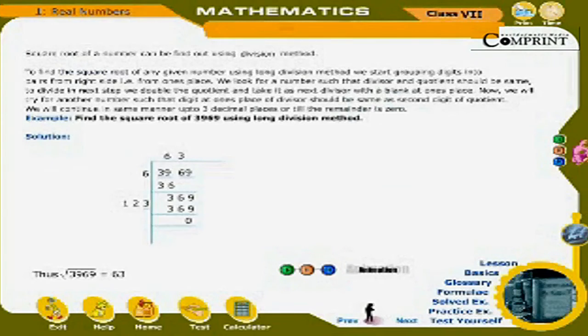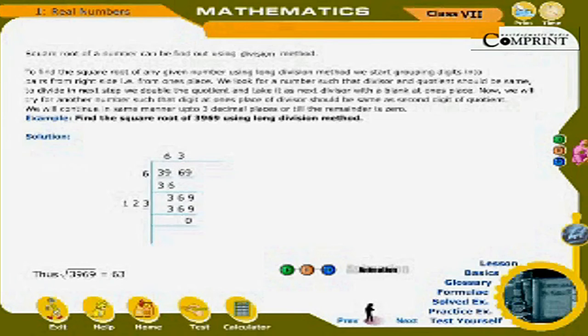Square root of a number can be found out using the division method. To find the square root of any given number using the long division method, we start grouping digits into pairs from the right side, that is, from the ones place. We look for a number such that divisor and quotient are the same. To divide in the next step, we double the quotient and take it as the next divisor with a blank at the ones place. Now, we will try for another number such that the digit at the ones place of the divisor is the same as the second digit of the quotient. We will continue in the same manner up to 3 decimal places or till the remainder is 0.